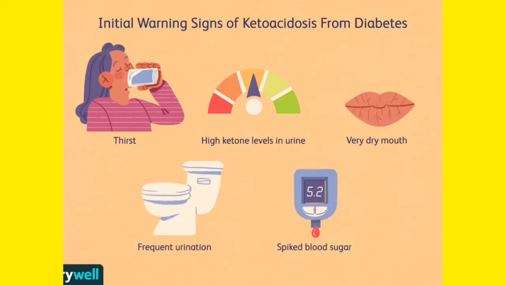The patient is thirsty, and the patient will go to urinate again and again, frequent urination. And immediately, if you check with the help of the glucometer, you will find out that the patient is having high blood sugar. Very important, very high, spiked blood sugar. Sometimes the glucometer shows H, I told you. And another thing, if you check the ketone level in the urine, you will find a high ketone level. That is very, very important.